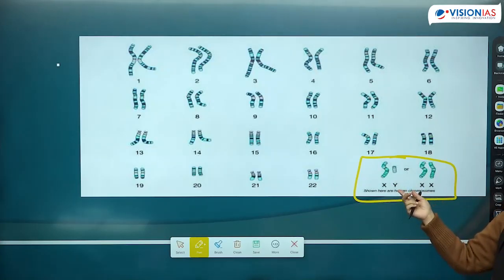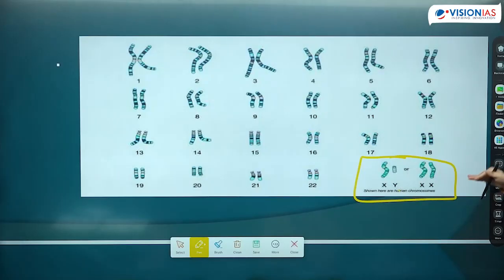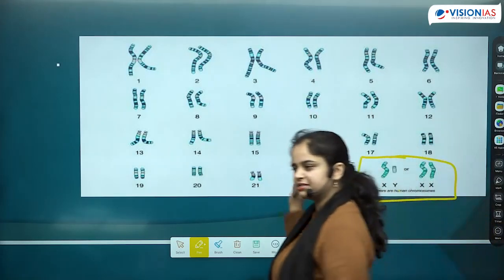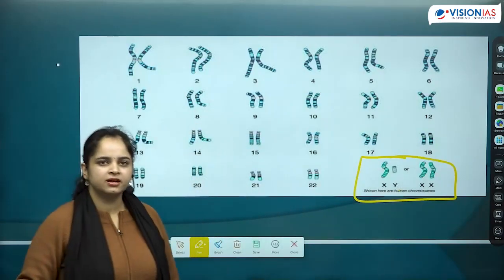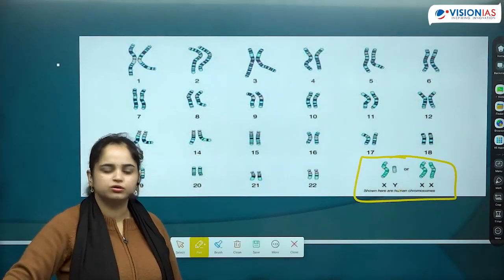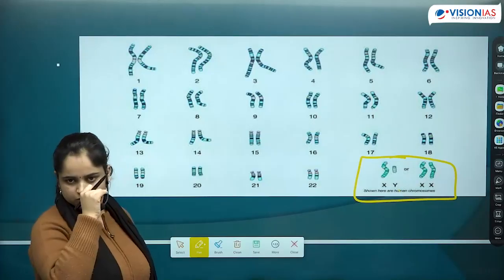The combination of these two chromosomes decides the sex of a person. अगर XY है, the person will be a male. If it is X and X, the person will be a female. It is this last pair of sex chromosomes which decides the sex of a person. जो बाकी chromosomes हैं, the rest of the 22 pairs, we have a term to describe them also. It is called autosomes.